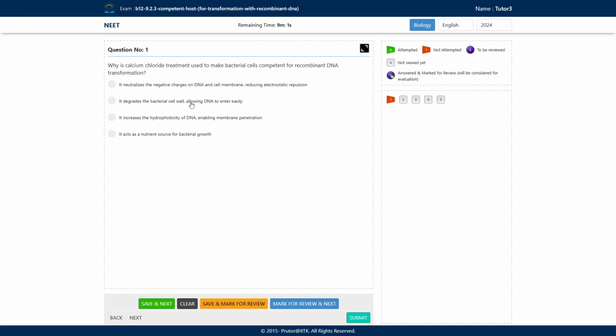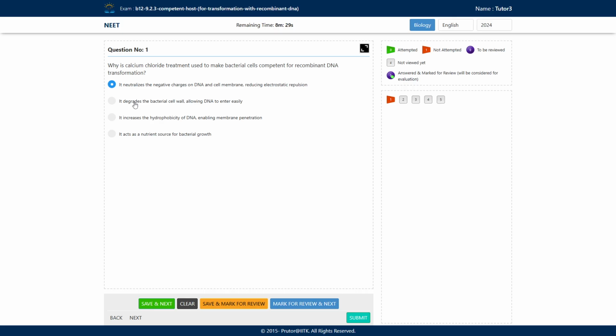So let's see what this says in the options. First, it neutralizes the negative charges on DNA and cell membranes, reducing electrostatic repulsion. Yes, we have studied in this chapter how calcium chloride, mainly the calcium, this divalent cation, neutralizes the negative charge on DNA and cell membrane and reduces the electrostatic repulsion. But let's see the other options also.